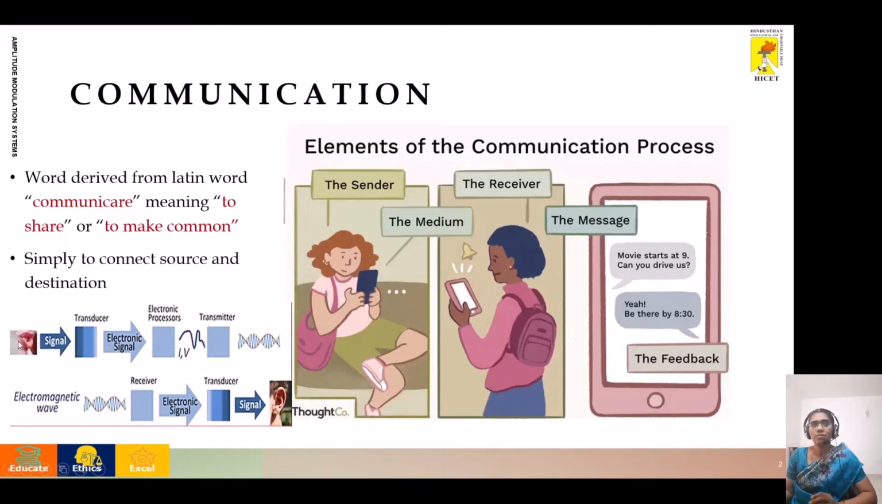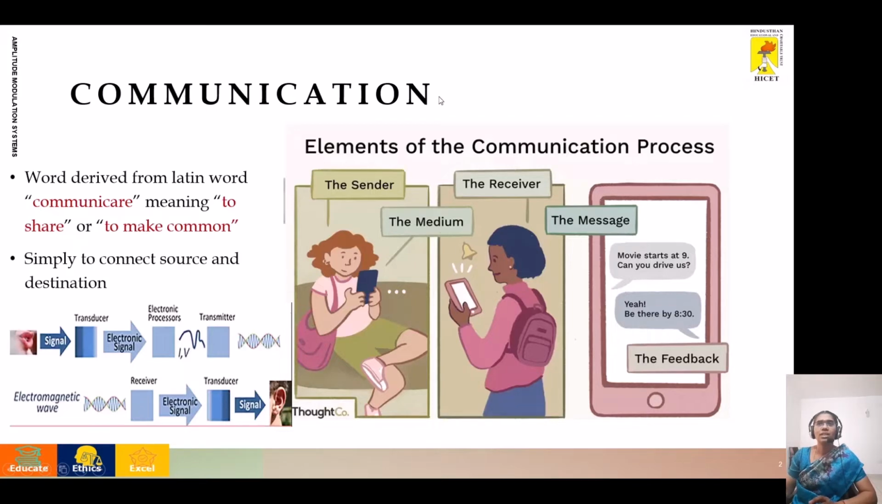The signal, the voice of the person who is talking, is converted to an electronic signal by means of a transducer, and by means of a processor it is given to the transmitter and transferred to the receiver. The receiver again, by means of a transducer, converts it to a signal which is audible. So from one end, the mobile phone's voice will be processed and transmitted through the antenna, and received at the other end by the person holding the mobile phone, who can receive that voice.